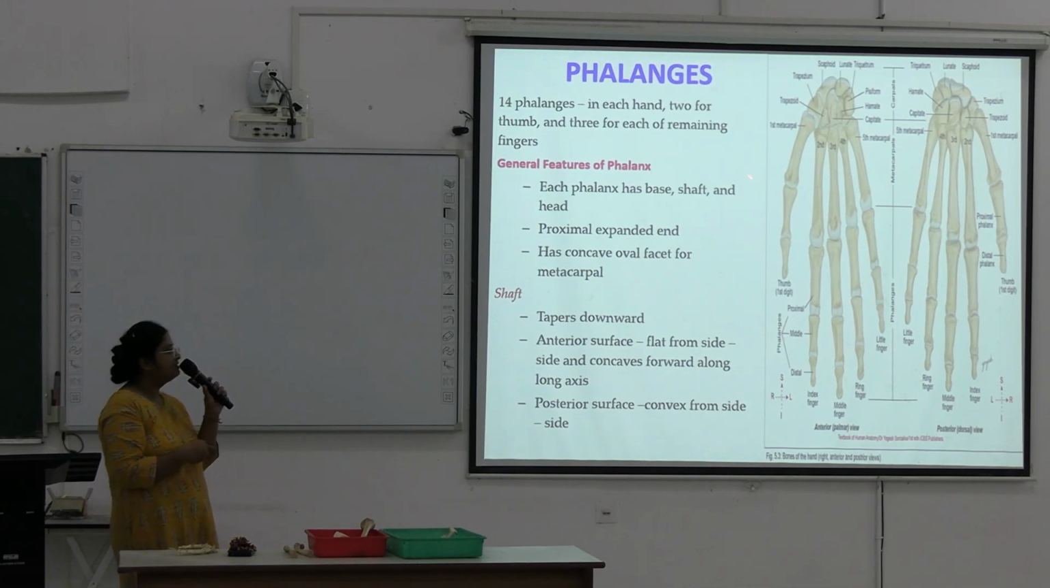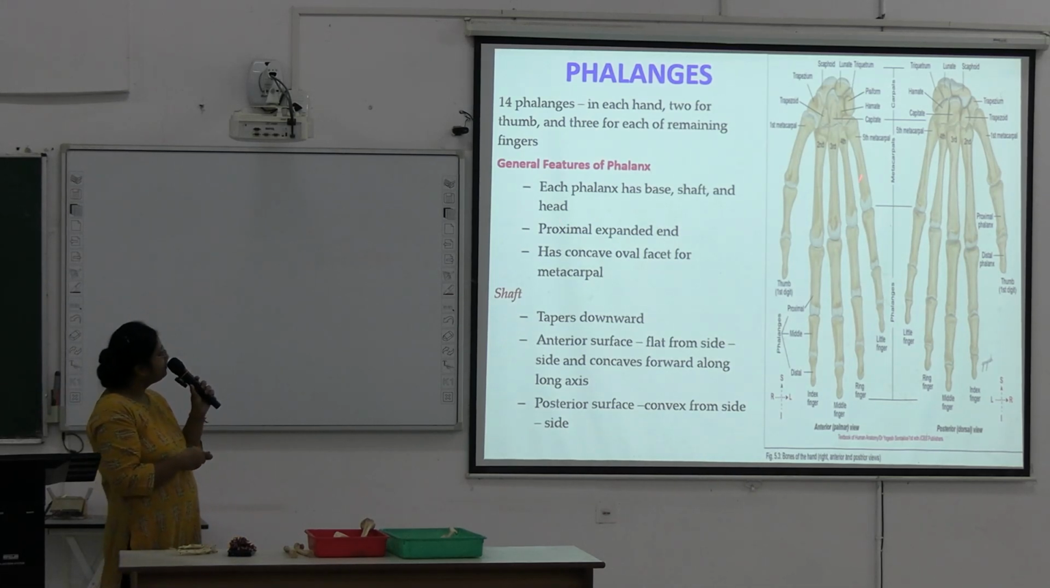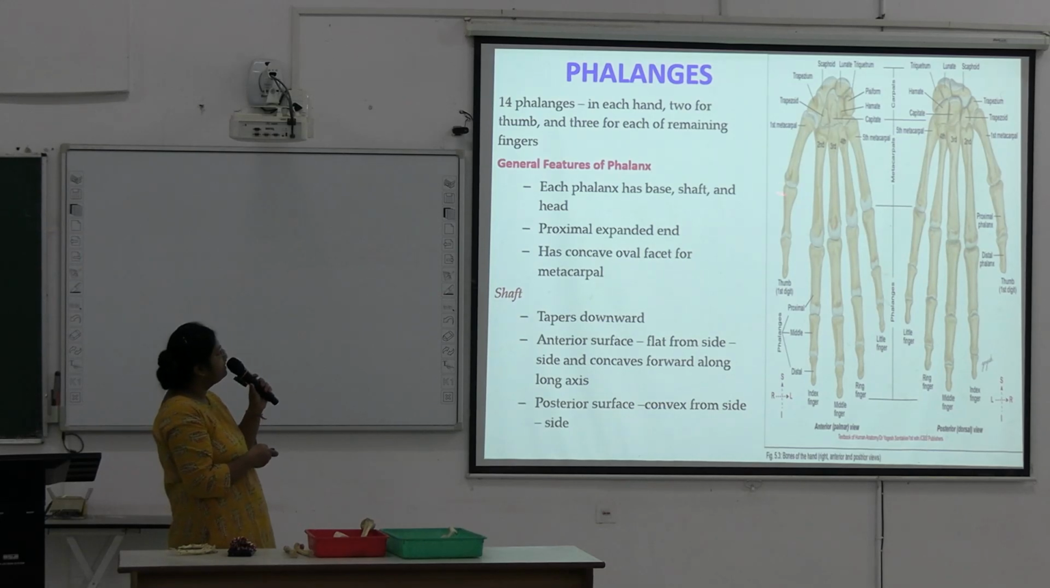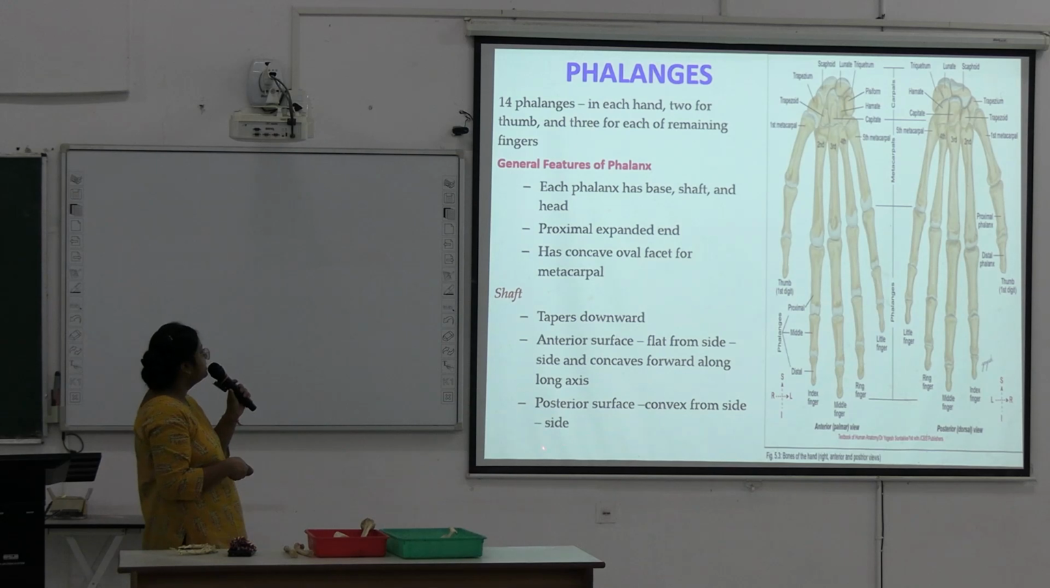Each phalanx has a base, shaft and head. See here, this is the proximal, middle and distal phalanx for the rest of the fingers, and 2 phalanges, proximal and distal, for the thumb. The proximal expanded end is the base and it has a concave oval facet for the metacarpals. The shaft tapers downward. The anterior surface is flat from side to side and concave forward along the long axis, and the posterior surface is convex from side to side.